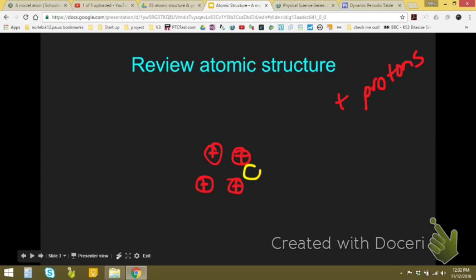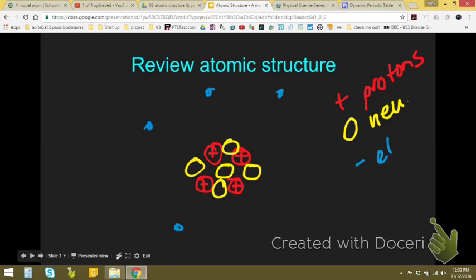I'll make my neutrally charged particles yellow. These would be neutrons. And then, flying around the outside, I would have some negatively charged particles. These would be my electrons. Remember that all atoms are neutral. So, if I have 4 protons here, I must have 4 negatively charged particles to balance that out here. So I have 4 electrons as well.